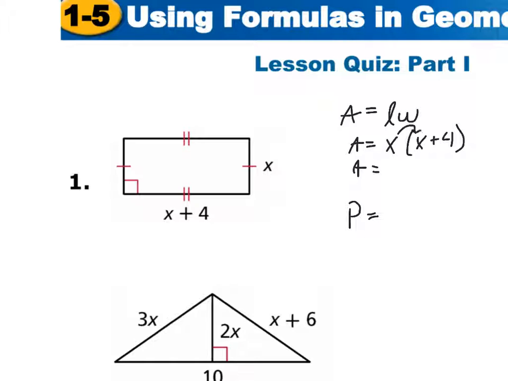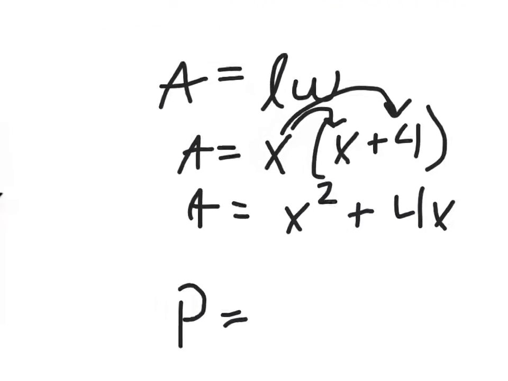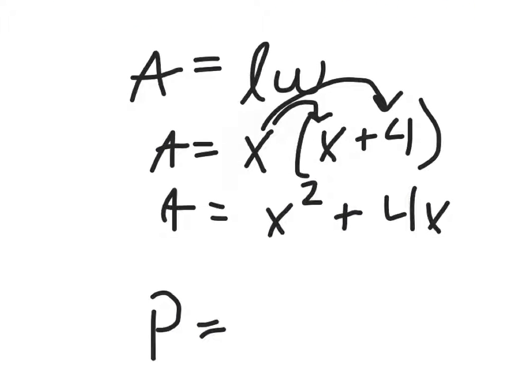So we need to distribute the x to the x and the 4. So what would we get for the area? X squared plus 4x. How'd you get the x squared? So we multiplied the x times x. So x times x is x squared. And then we multiplied the x times the 4. So that gave us 4x.